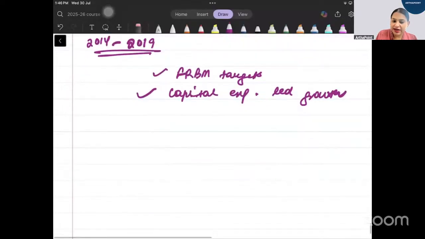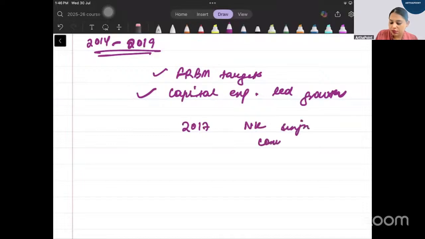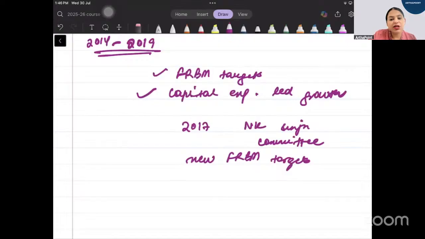And then in 2017 we had the NK Singh committee, which brought in the new FRBM targets. It said that we want to go further and bring more fiscal discipline in different states. Then we had the period of 2020 to 22.